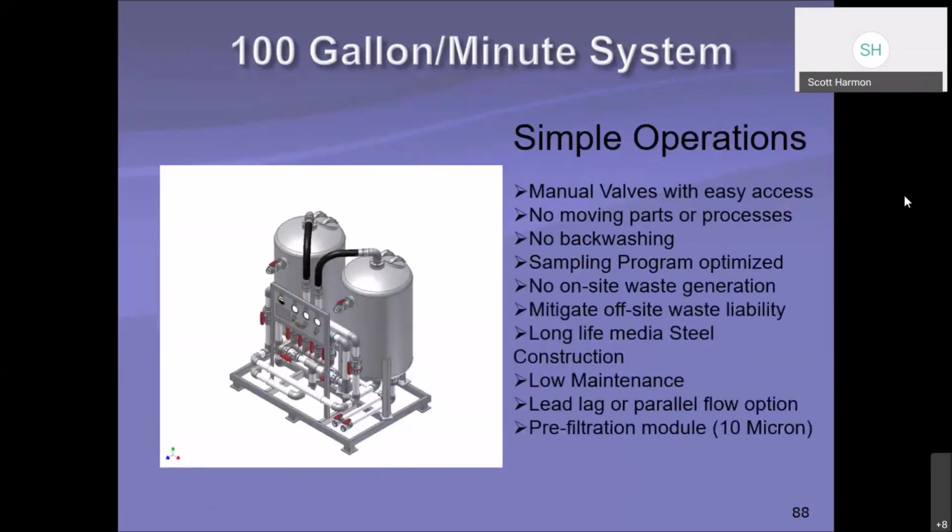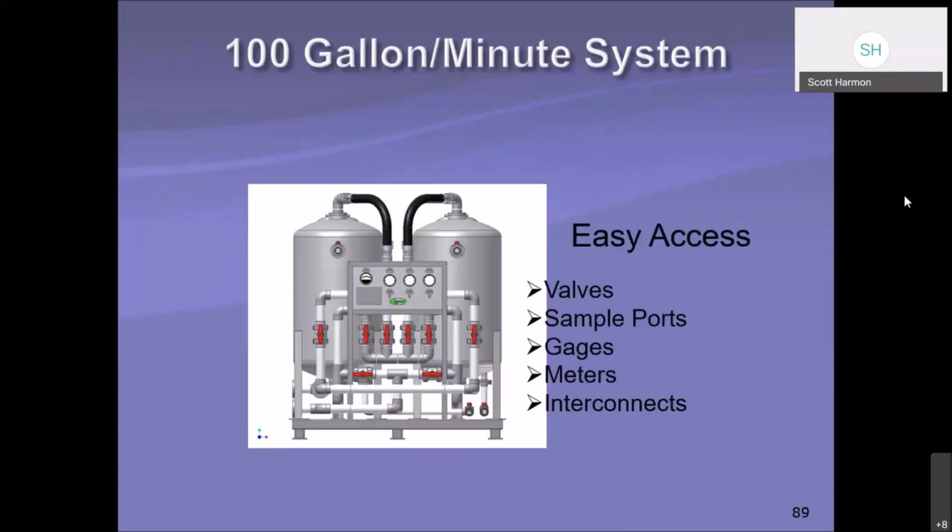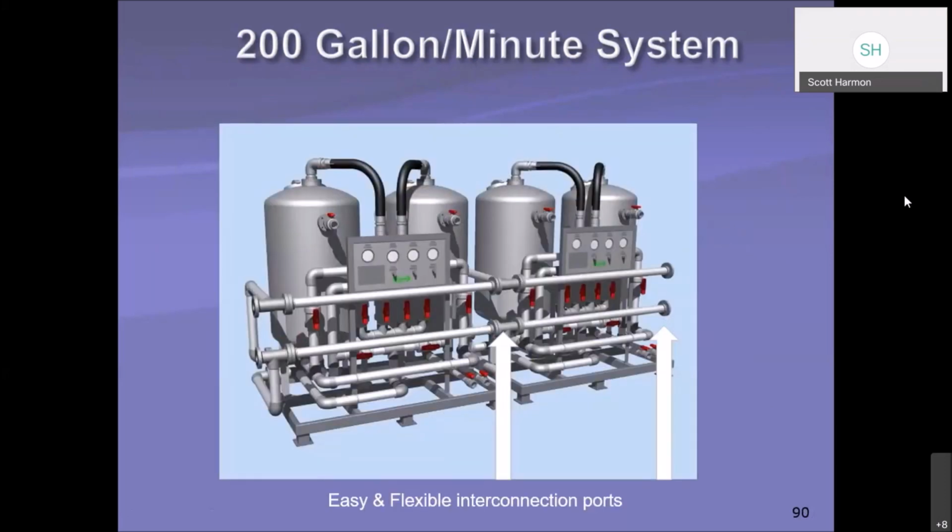So here's just, I'm not going to spend too much time on each one of these, but just to give you some examples of different sized units. This one's 100 gallon per minute. You can see that these are all going to have a minimum of 2 different tanks. So there's the front view of it, the mechanical guidelines of it. Got metering gauges, typical stuff that you would find on any type of filter.